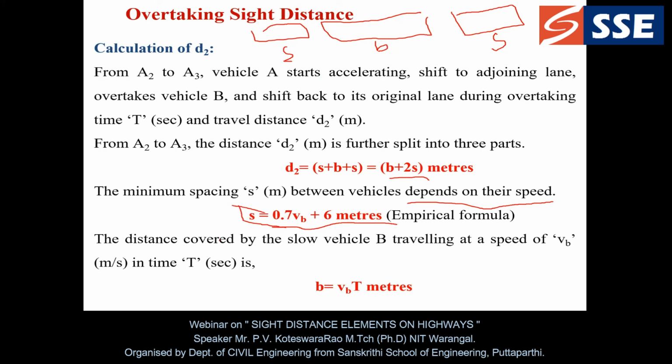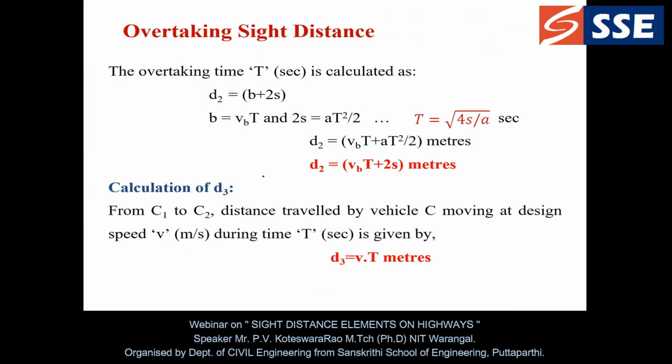So the distance covered by the slow moving vehicle B, traveling at a speed of VB during this process, is VB into T. But the problem here is how to get this T value. The T value can be calculated from this one.